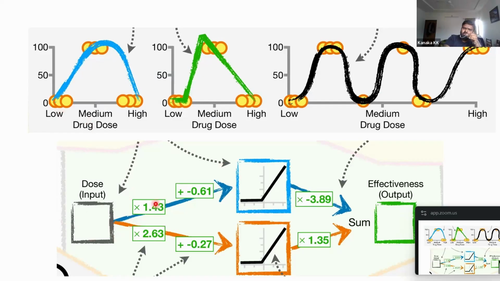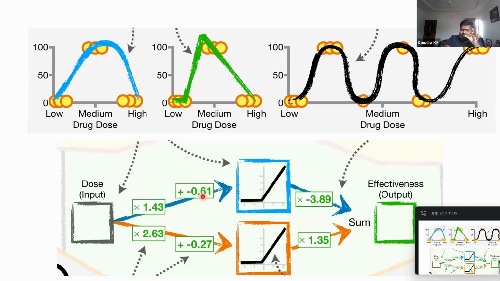Then we multiply each dose with a parameter, a weight. This weight is multiplied by 1.43, and then we add a bias. Then we calculate the z, or the dot product, and feed it into the activation function. In this case it is ReLU. If the value is less than 0, the y-axis value, or the prediction, will be 0. If the value is more than 0, the prediction will take the value of the x-axis only, or the z. Finally we multiply with the weight and sum both paths.